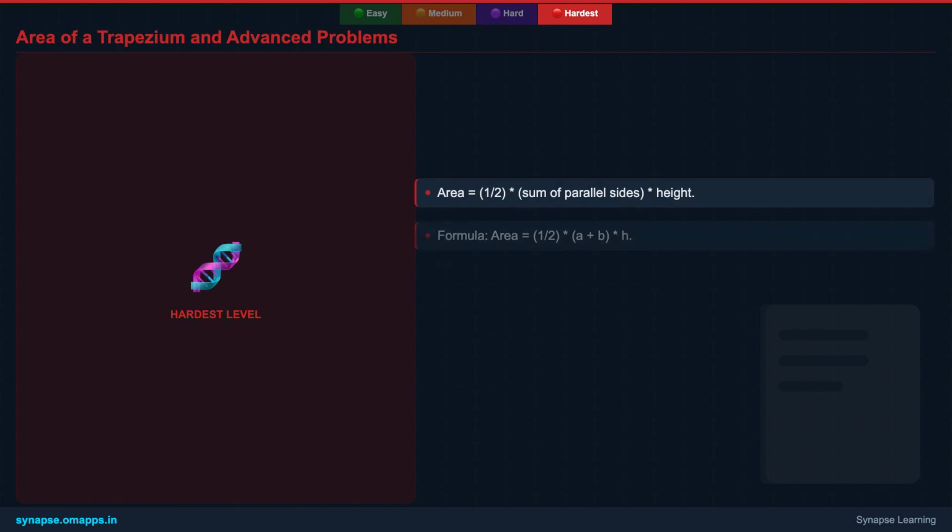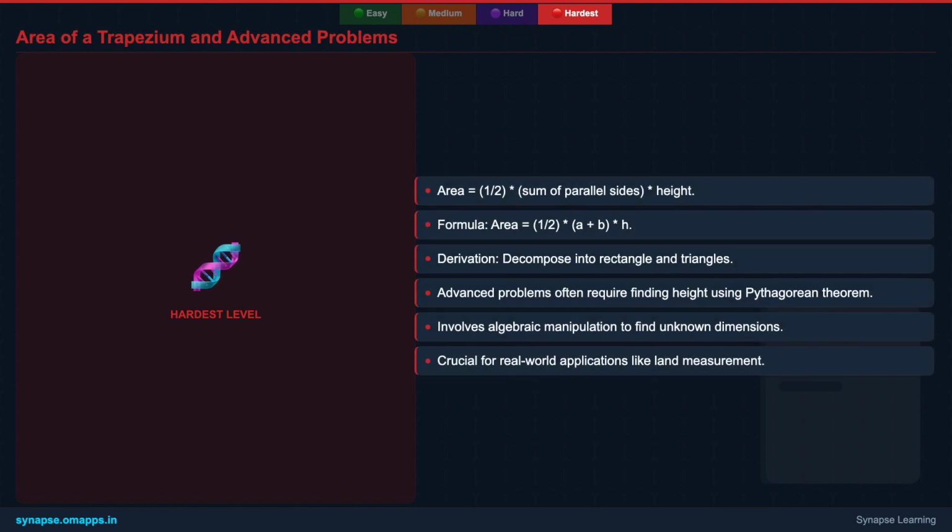The area of a trapezium is a critically important concept, given by the formula half times the sum of parallel sides times the height. This formula is derived by decomposing the trapezium into simpler shapes, typically a rectangle and one or two triangles, and summing their individual areas.